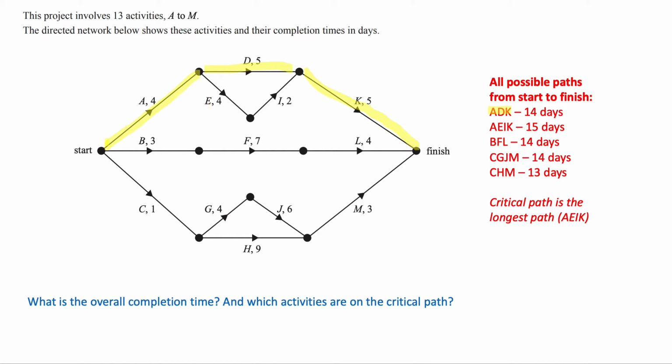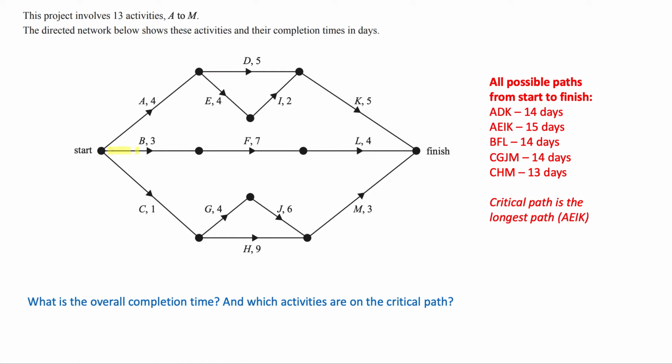We could go along A, along E, along I, and then along K. So A, E, I, K would be another possible path. And when you add up the times of those activities, 4 plus 4 plus 2 plus 5 gives you a total of 15 days. Okay, it's going to start to get a bit messy here, so I'm going to get rid of those yellow lines. There we go. So we've done the two possible paths across the top.